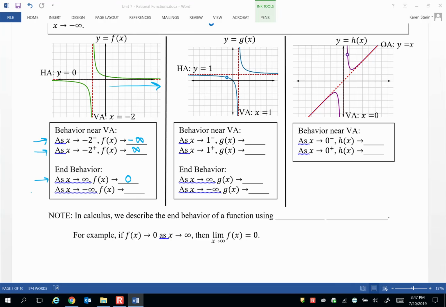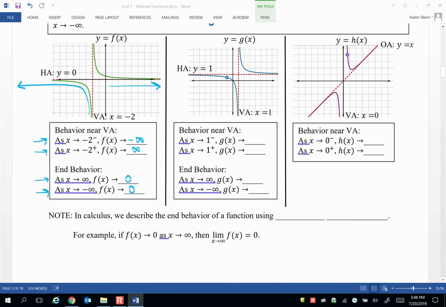So now let's look at the left end behavior here. As x approaches -infinity, what is f of x doing? So, well, let's see. As I go farther and farther out, I'm getting very, very close to that horizontal asymptote of y equals 0 from below, so I'm also approaching 0.